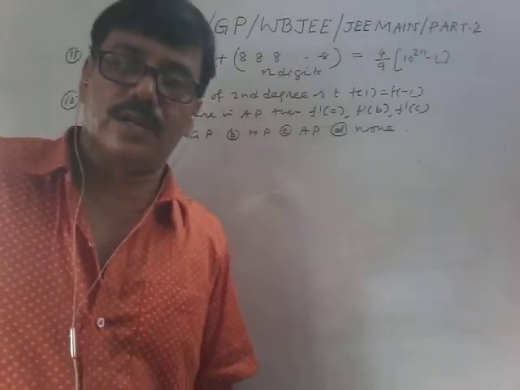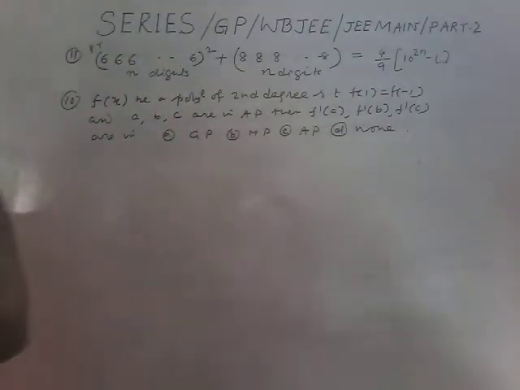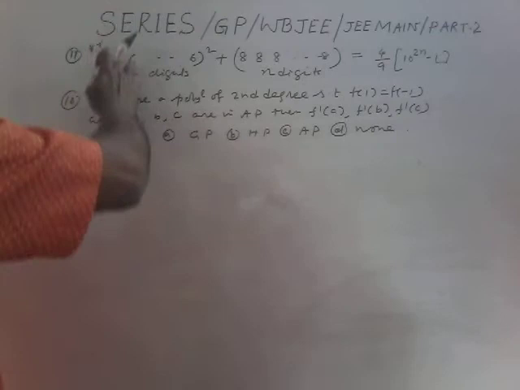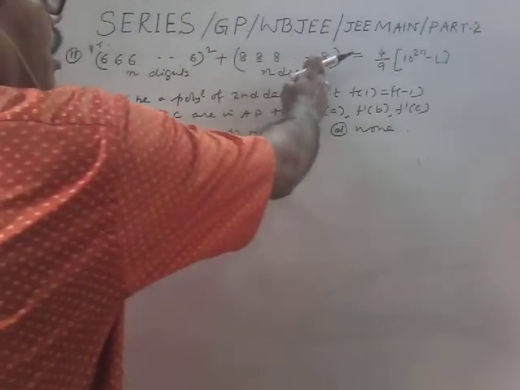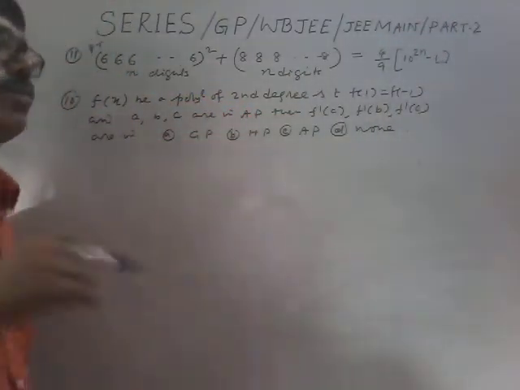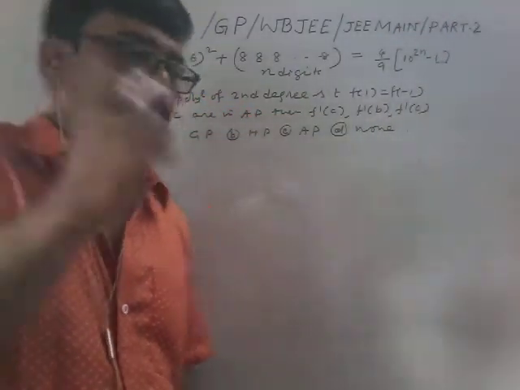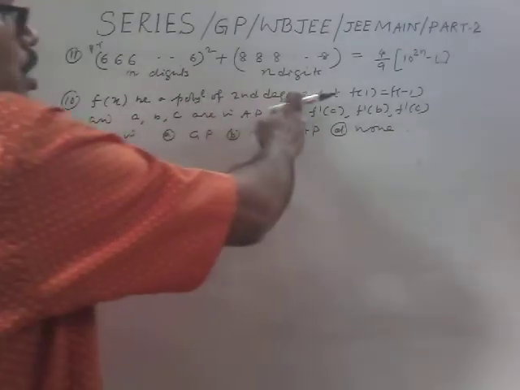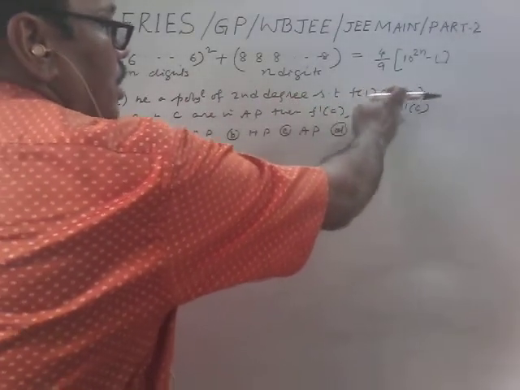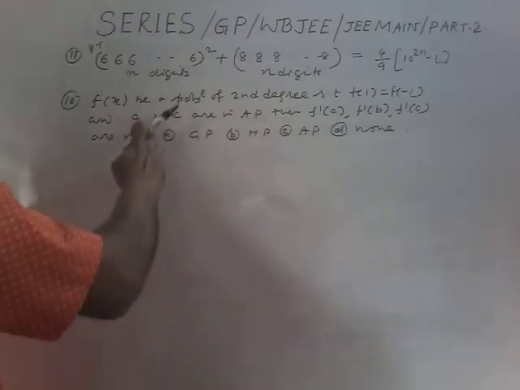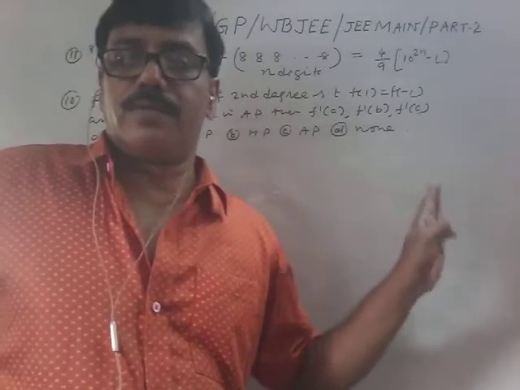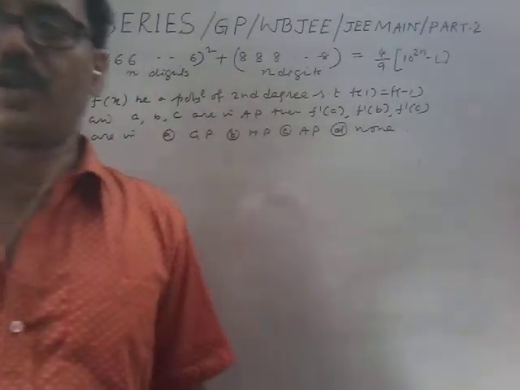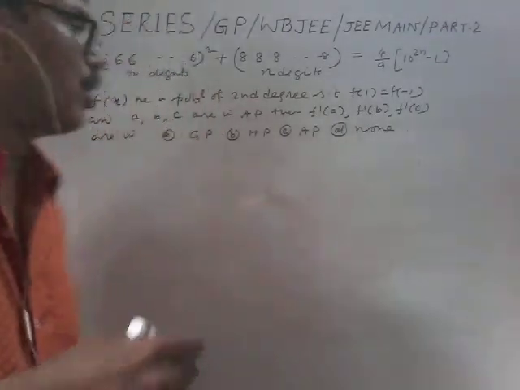Now we consider two more problems. Prove that 666 (n digits) whole square plus 888 (n digits) equals 4 by 9 of this. And the second one: f(x) is a polynomial of second degree such that f(1) equals f(-1), and a, b, c are in AP. Then f'(a), f'(b), f'(c) are in which progression? So consider problem number 2.